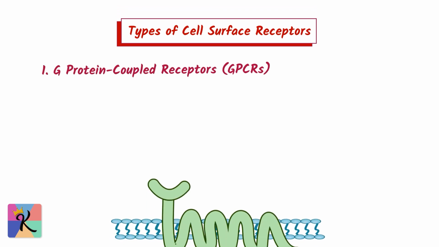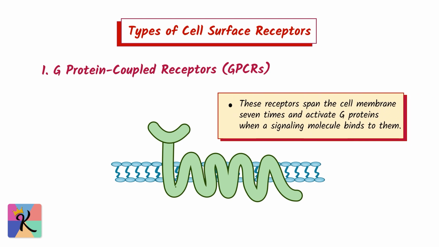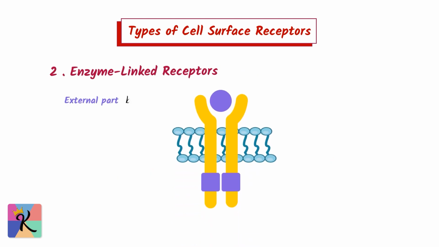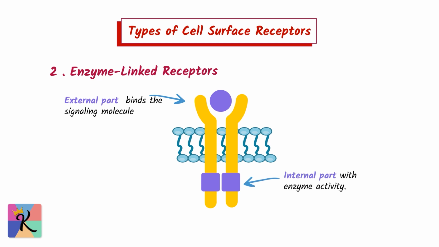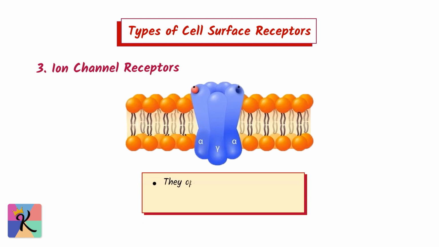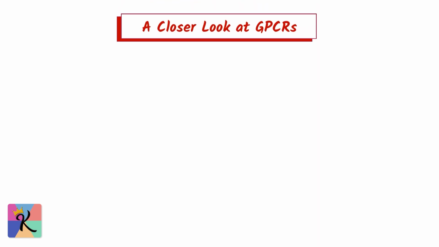Let's talk about the three main types of cell surface receptors. 1. G-protein coupled receptors, or GPCRs. These receptors span the cell membrane 7 times and activate G proteins when a signaling molecule binds to them. 2. Enzyme-linked receptors. These receptors have an external part that binds the signaling molecule and an internal part with enzyme activity. 3. Ion channel receptors. Think of these as gates. They open or close when a signaling molecule binds, allowing ions to flow in or out of the cell.